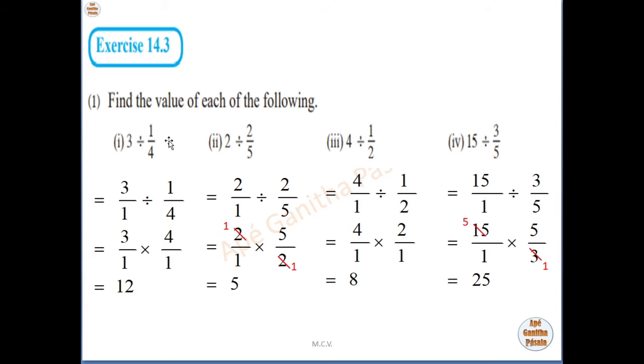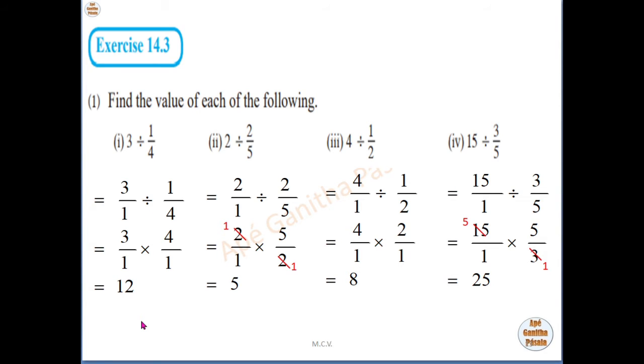3 can be written as 3 over 1. Denominator 1 is there in all the whole numbers. 1 over 4 can be converted into multiplication by getting reciprocal, 4 over 1. 3 into 4 is 12. 1 into 1 is 1. But no meaning writing 1 in the denominator. So you can keep the answer as 12.